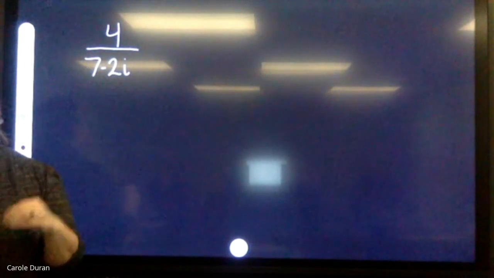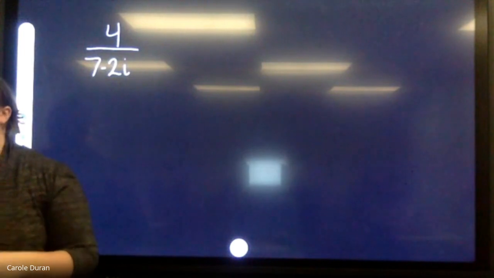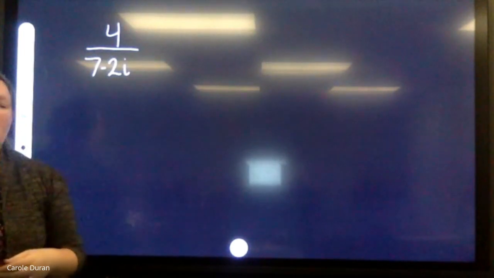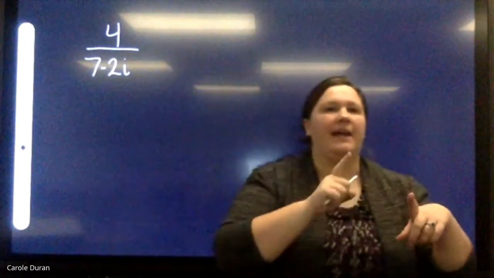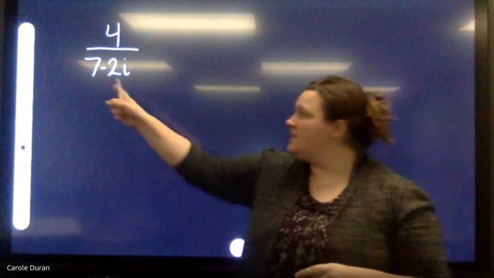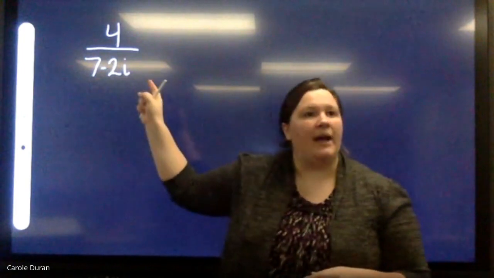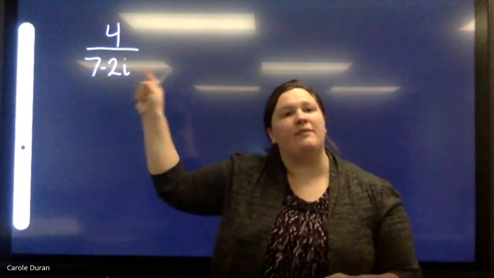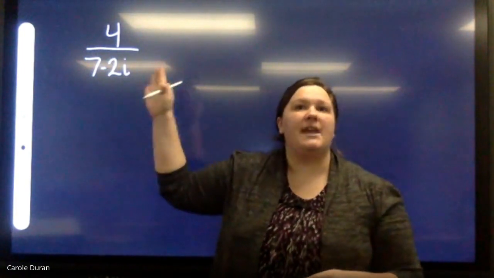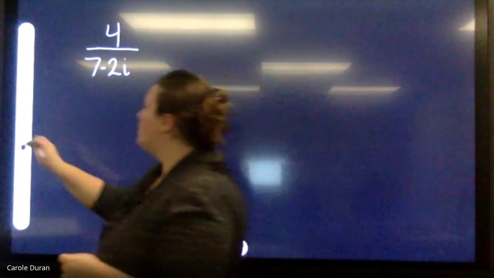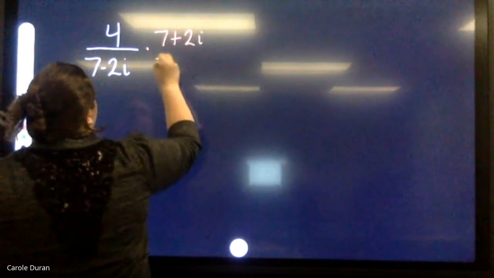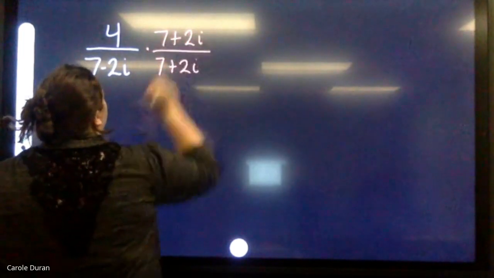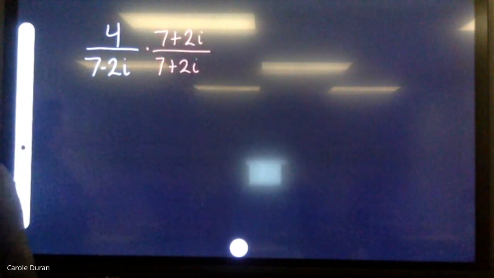So we need to multiply by what we call the conjugate of our denominator. The conjugate of my denominator has the same numbers with the opposite sign in the middle. So my denominator here is 7 minus 2i, which means its conjugate is 7 plus 2i. I take that and I multiply it into both my numerator and my denominator, and I multiply straight across.